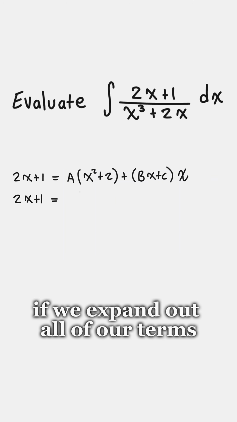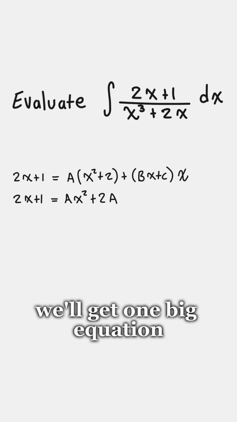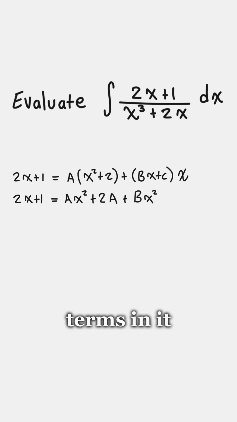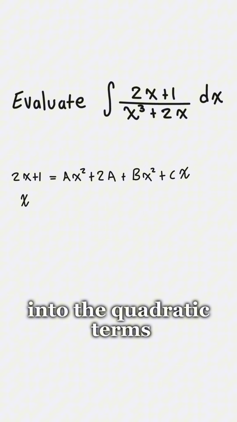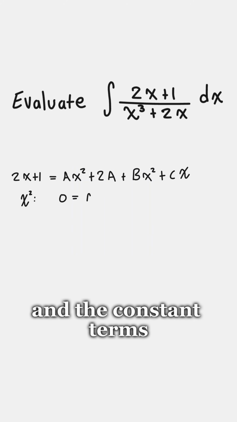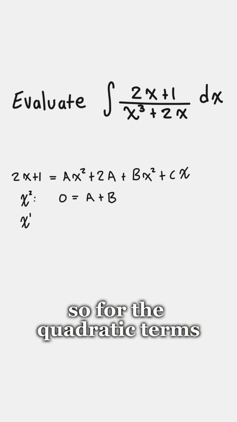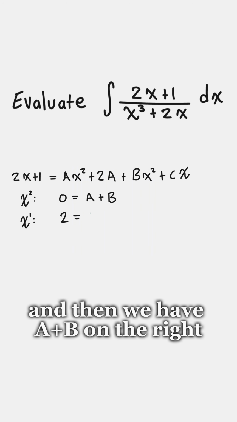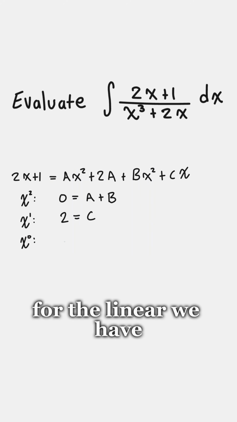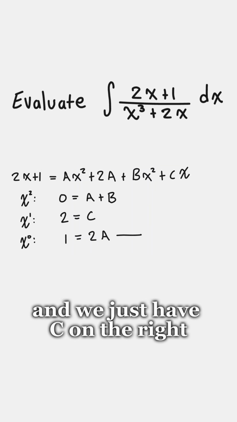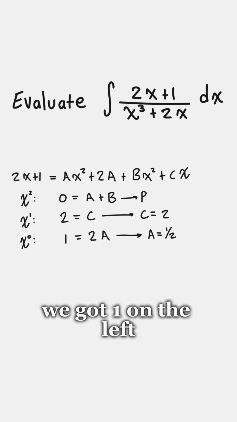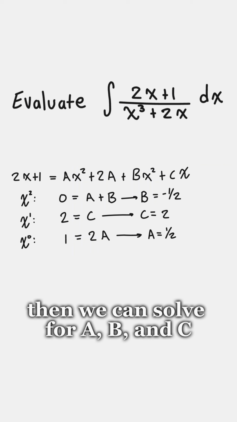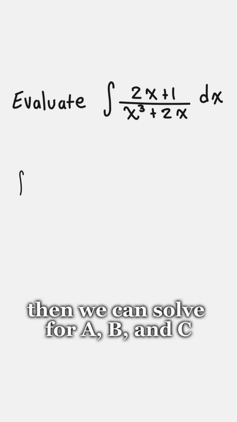If we expand out all of our terms, we'll get one big equation with a bunch of different terms in it. So one way we could solve this is if we split it up into the quadratic terms, the linear terms, and the constant terms. For the quadratic terms, there's nothing on the left, and then we have A plus B on the right. For the linear, we have 2 in front of that x, and we just have C on the right. And for the constant term, we've got 1 on the left and 2A on the right. Then we can solve for A, B, and C.